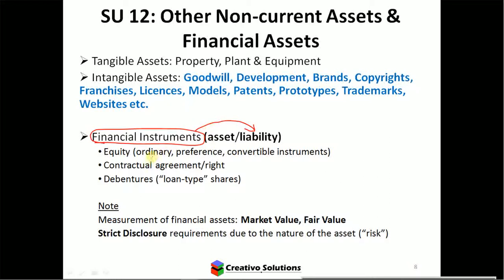So equity is ordinary or preference or convertible. Contractual agreements exist. Debentures is a loan type of share, which is actually a liability. That's the one that they talk about quite a bit in the textbook.